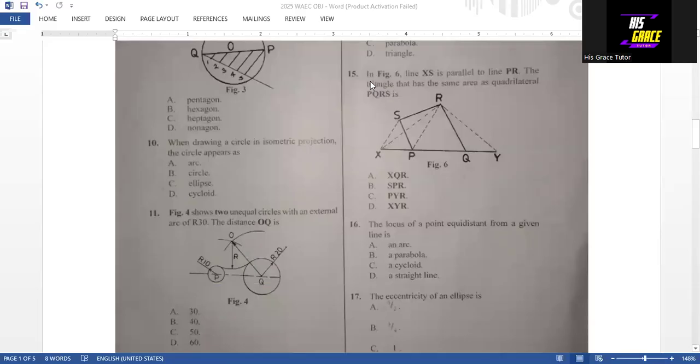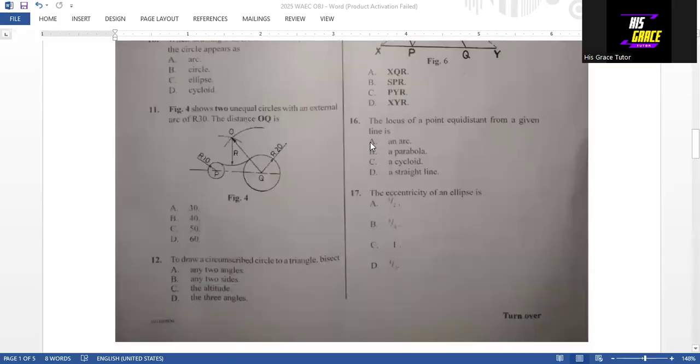And question 15, in figure 6, line XS is parallel to line PR. The triangle that has the same area as quadrilateral PQRS is XYR. XYR is the triangle that has equal area as quadrilateral PQRS. So the answer is option D, the answer to question 15.